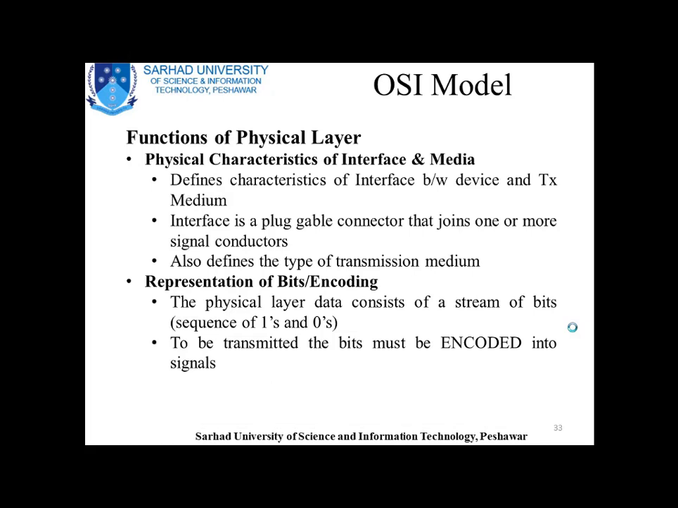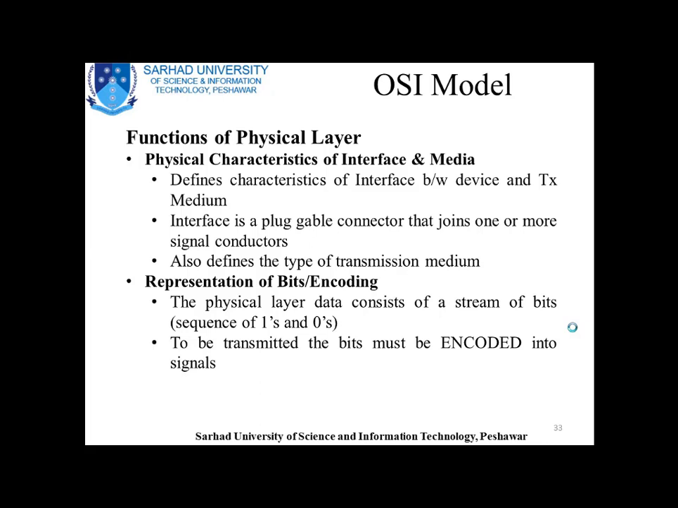The main functions of the physical layer involve, as I told you, that it is the last layer, or you can say the first layer, and it is directly connected to the media. So the responsibility also incorporates the properties of the media and the interface between the transmitting device and the medium. It acts as a bridge between the OSI model and the transmission media, and it also represents the bits in an encoded form.